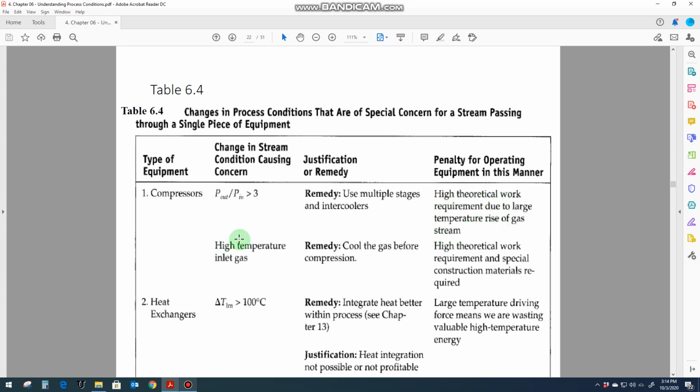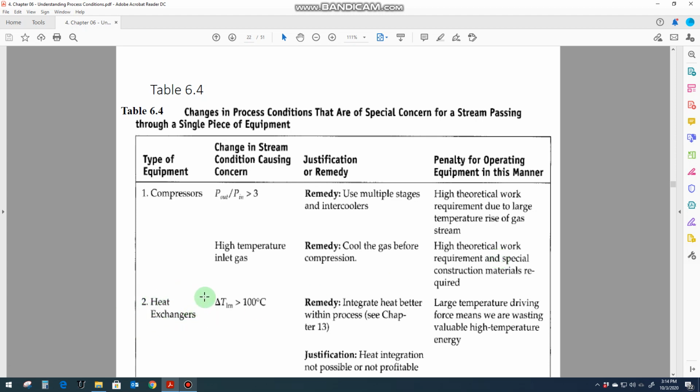High temperature inlet gas. If the temperature of the inlet gas is high, then we have to do the cooling of those gases before we can compress them, and it can affect the high theoretical work requirement and the special construction material requirement. So if the temperature of the gas is high, what could happen? It can increase the theoretical work, and overall the efficiency would decrease.